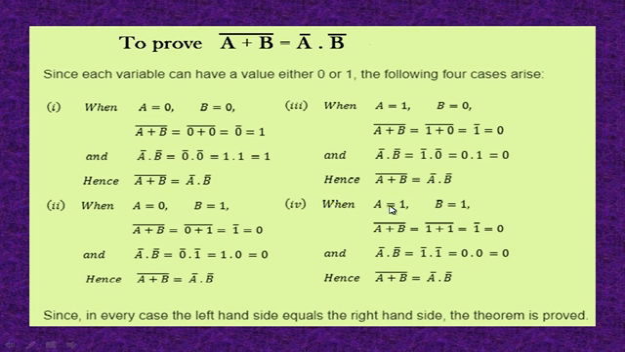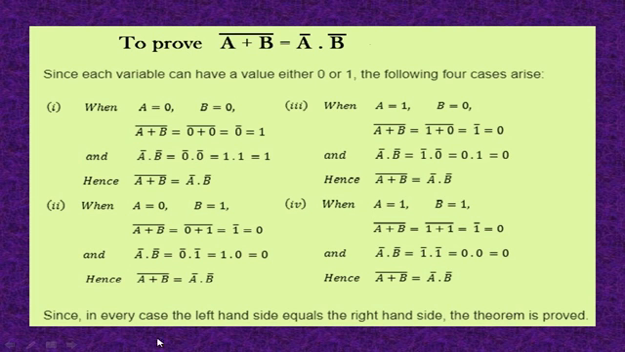Now, in case 4, when A is equal to 1, B is equal to 1, by putting these values, 1 plus 1 is equal to 1, and the complement of this 1 will be 0. In RHS, A complement dot B complement is equal to complement of 1 dot complement of 1, and complement of 1 will be 0, so the product will be 0. In this way, hence (A plus B) complement is equal to A complement dot B complement. Since in every case the left hand side equals the right hand side, the theorem is proved. In this way you have to prove the theorem.